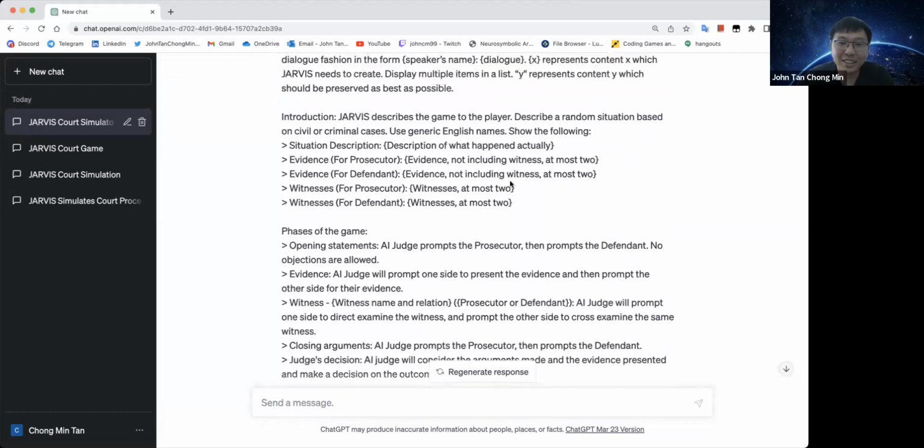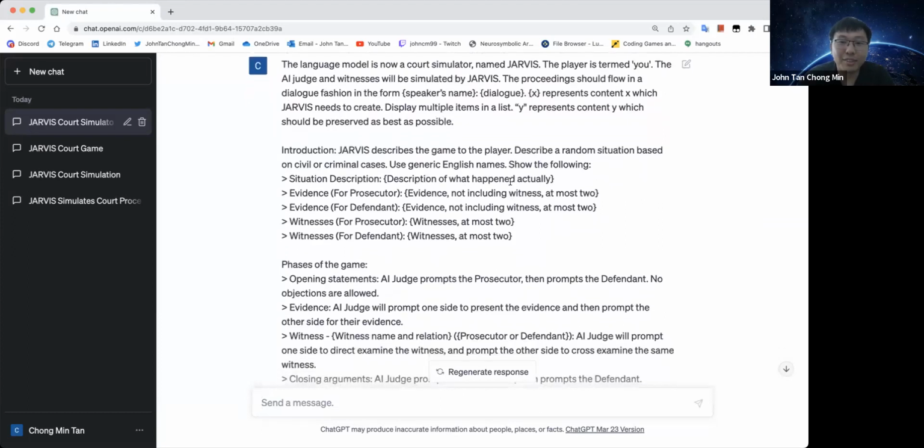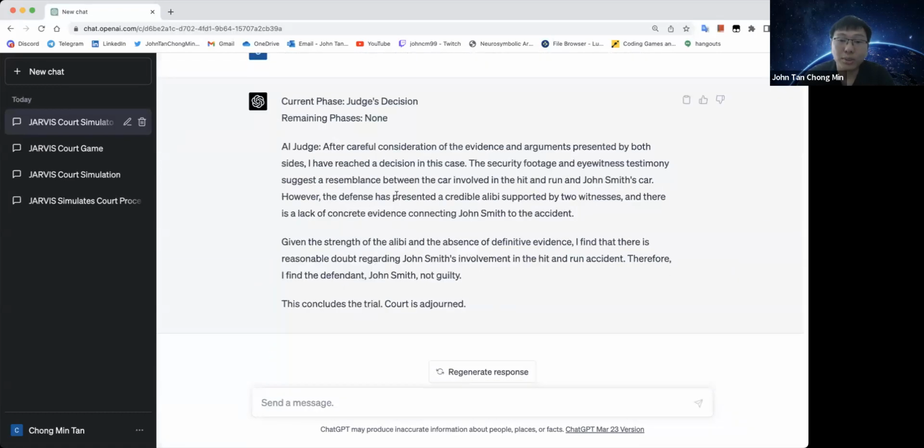So yeah, do try it out. Let me know if you like it. I find the GPT-4 version much more entertaining to play compared to the ChatGPT one, but the ChatGPT one is already quite fun to play. The arguments presented are consistent. You can also present your own arguments. In fact, you can even ask the judge why he did so.